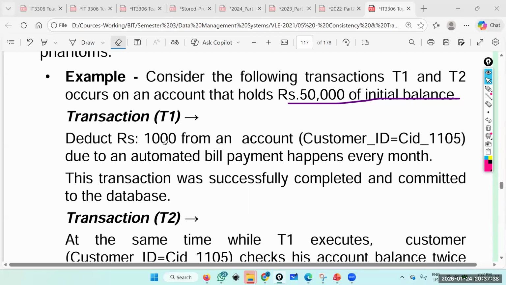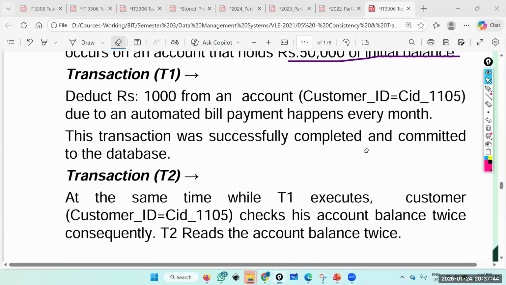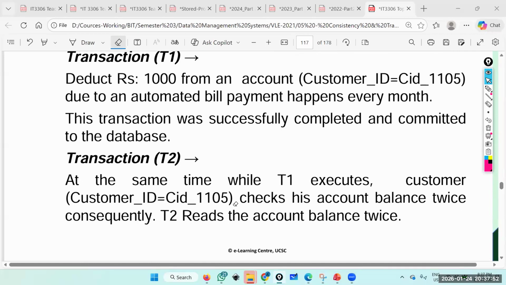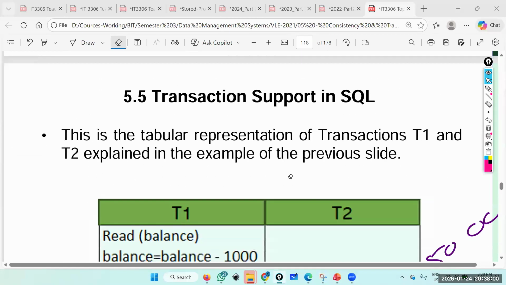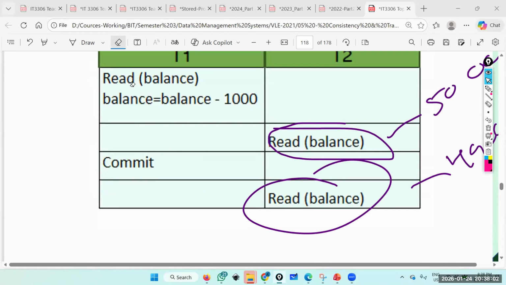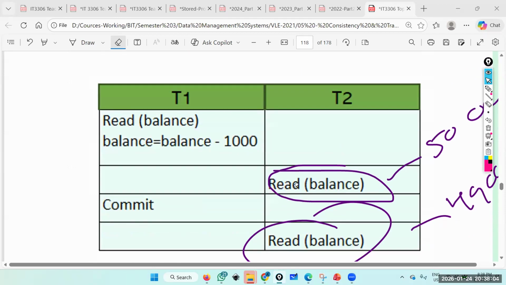Transaction T1 reduced 1,000 from this, and then it is successfully completed and committed. Then transaction T2 reads the value. And it reads it twice. For some reason, it read it twice, maybe for 2 reports. Okay. So now you can see this transaction.